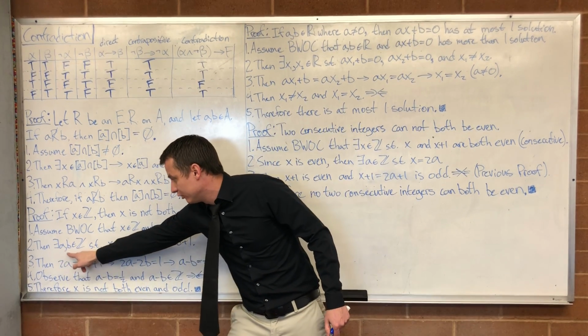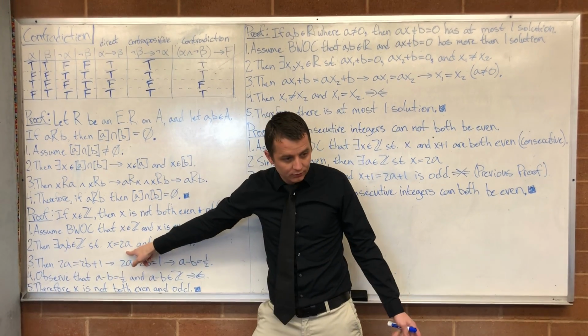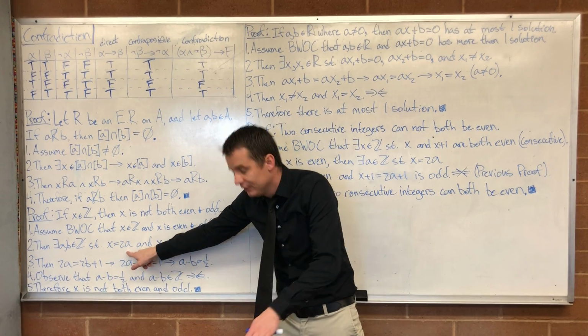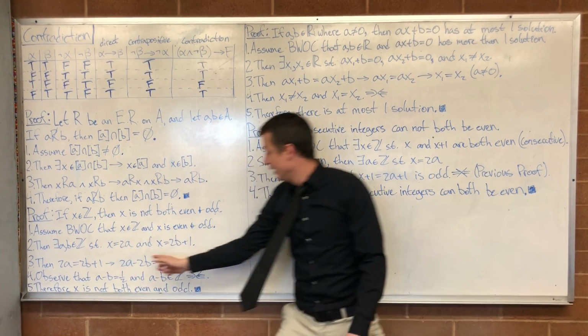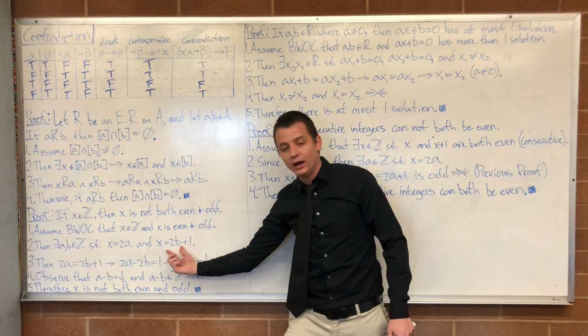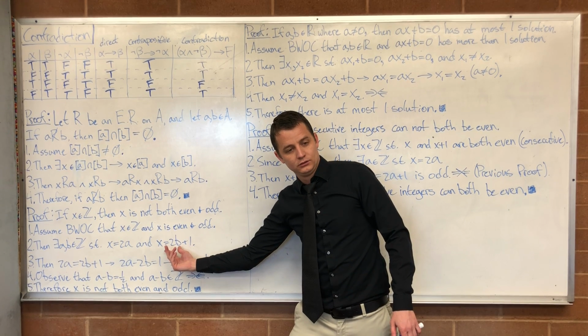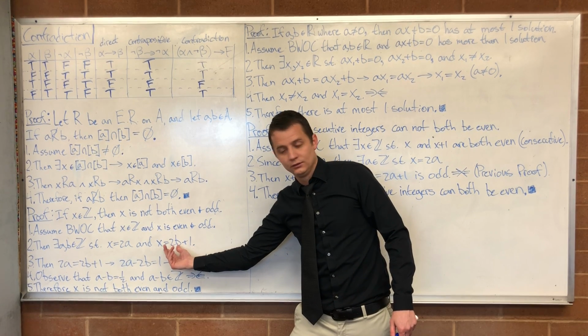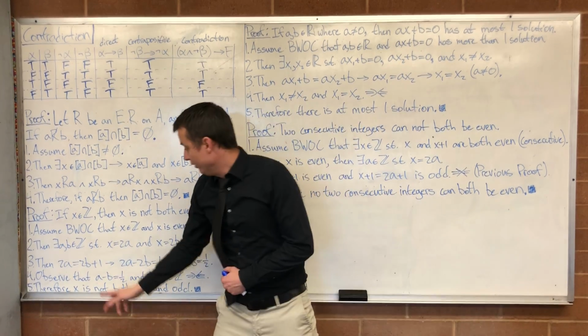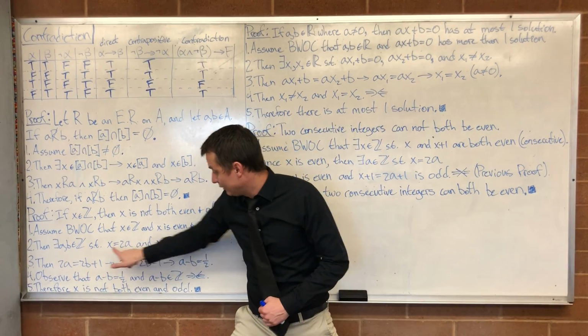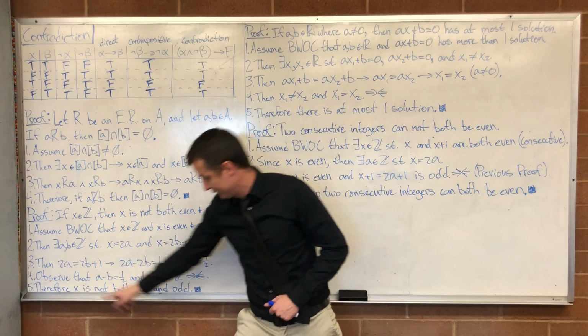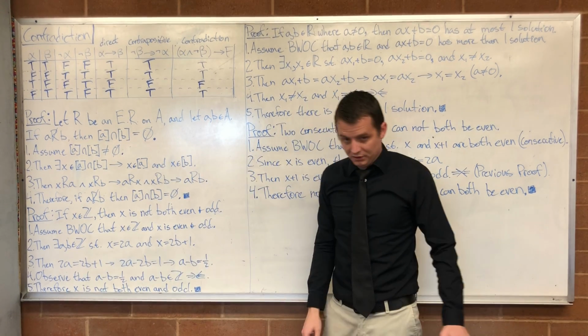Well, then there must exist integers a and b such that x is equal to 2a, since x is even, and x is equal to 2b plus 1, since x is odd. Then, since 2a is equal to x and 2b plus 1 is equal to x, then 2a is equal to 2b plus 1.